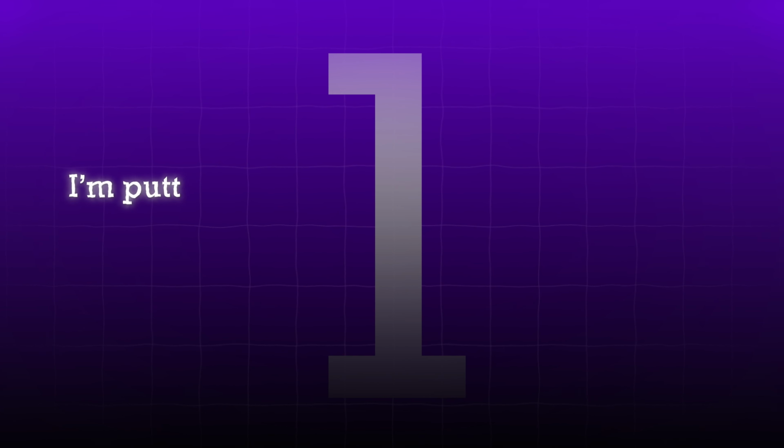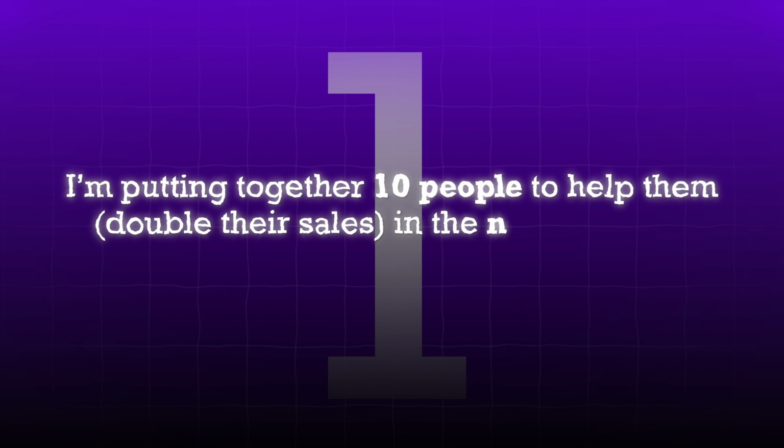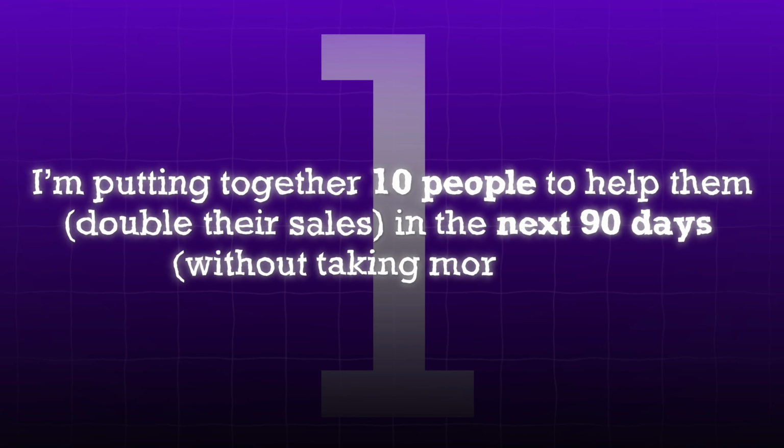Let's unpack it. You'll start the Google Doc with the first section, which is what's happening. We don't want to turn it into a sales letter and throw bullets and benefits at them, but we want to make it feel like an invitation. We will tell them what's happening. You can use the phrase, "I'm putting together 10 people to help them double their sales in the next 90 days without having to take more calls." You can customize this template according to what you're selling.